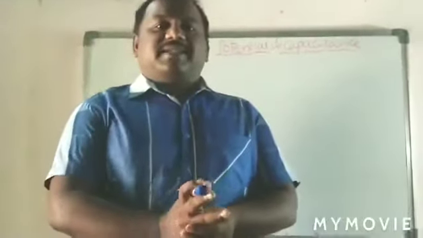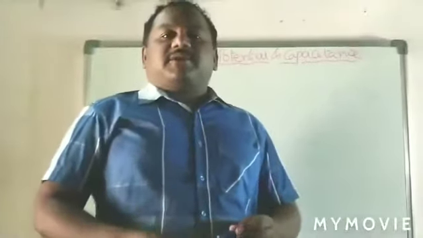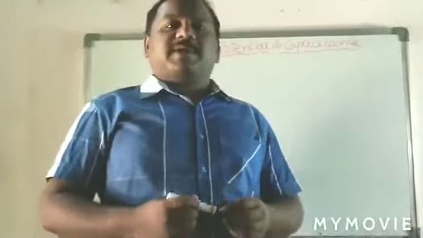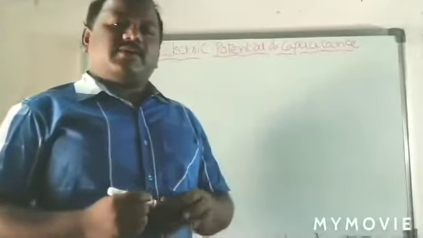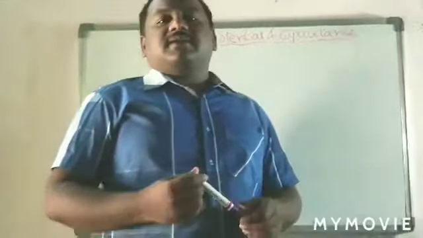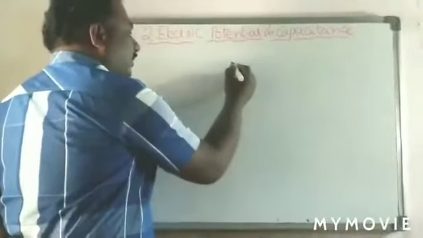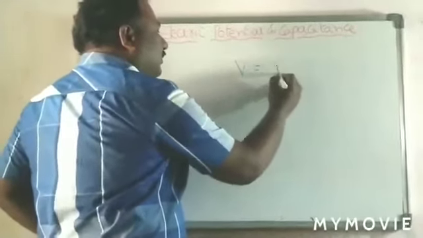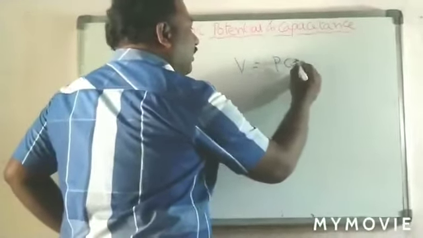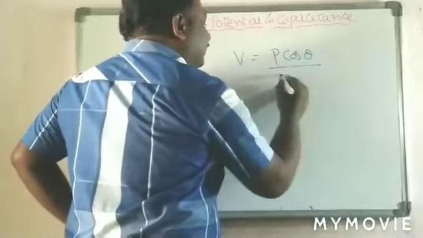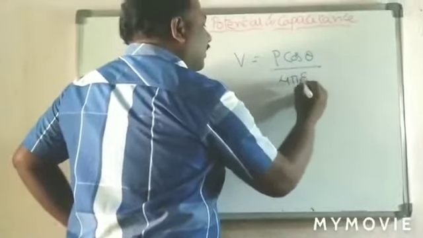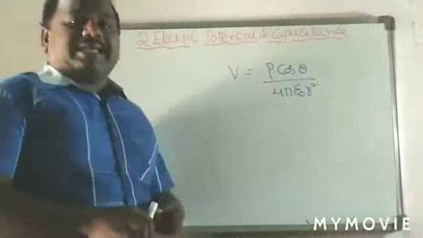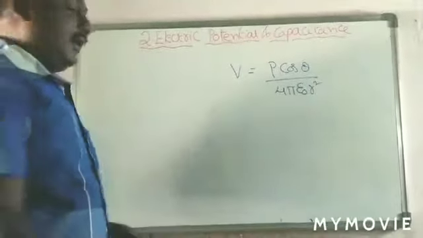Last class we derived the electric potential due to the dipole. In that, we have certain cases. You know the formula. What is the potential due to a dipole? V is equal to P cos theta by 4 pi epsilon naught into r square. This is the formula for electric potential due to the dipole.